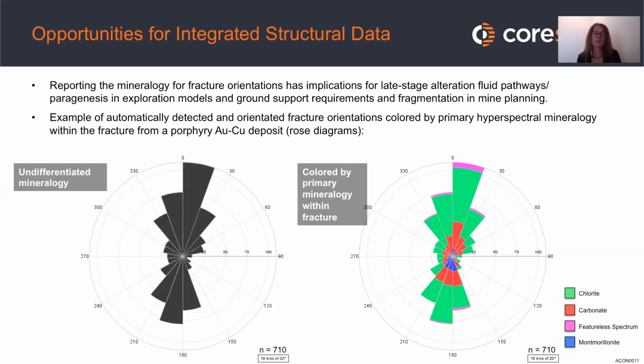The montmorillonite is represented in purple here on this rose diagram, and most of the open fractures that have montmorillonite in them actually trend to the south, with very few that are trending to the north. So again, that's a piece that you don't see if you're looking at just the orientations alone. The distribution of the mineralogy within these orientations gives us another key piece of information if we're trying to interpret both the paragenesis of the deposit and the geotechnical perspective of this deposit.